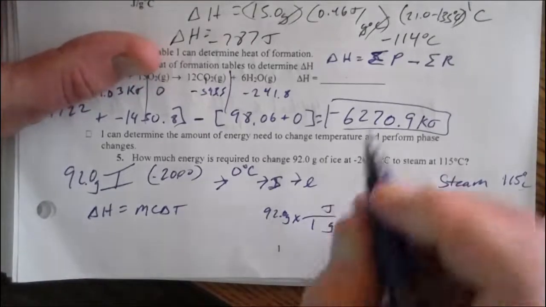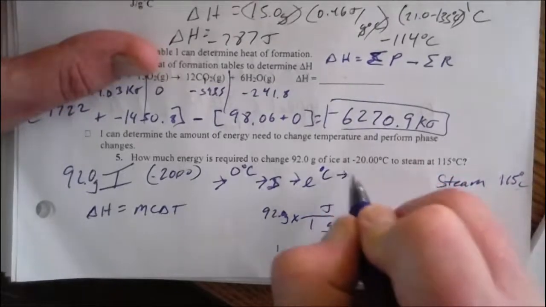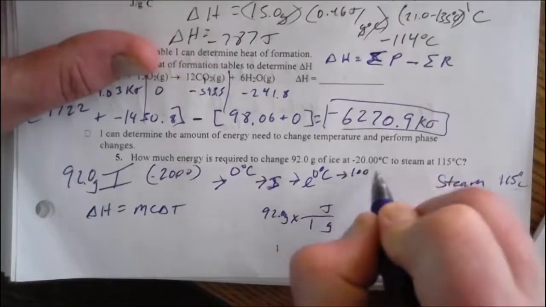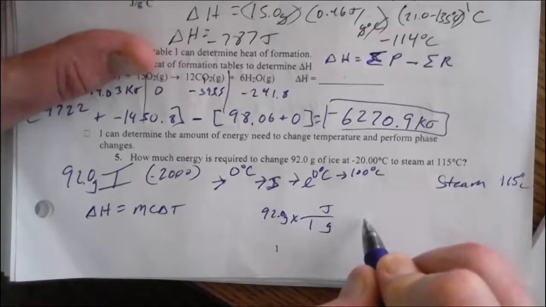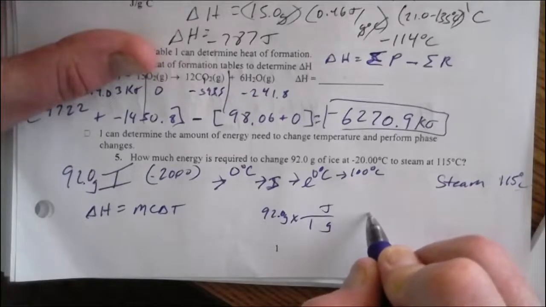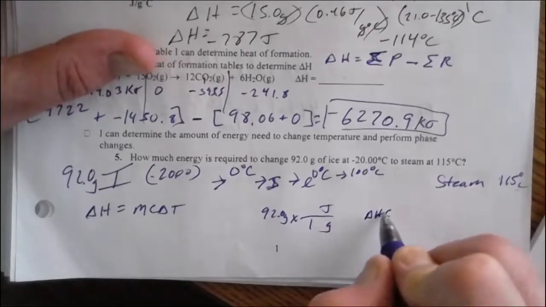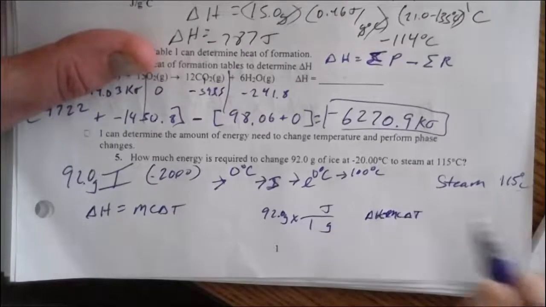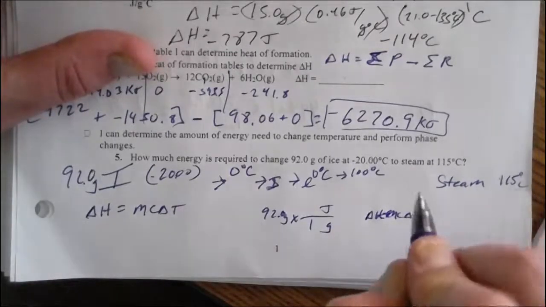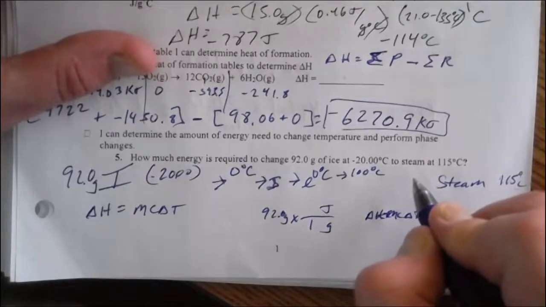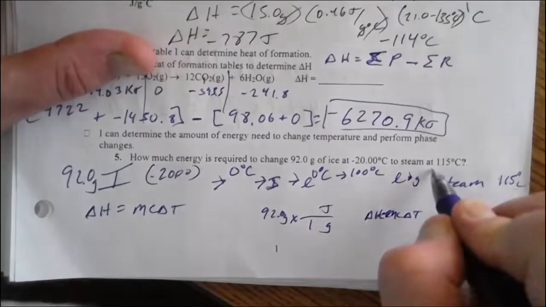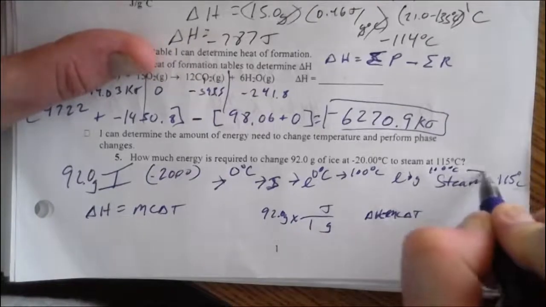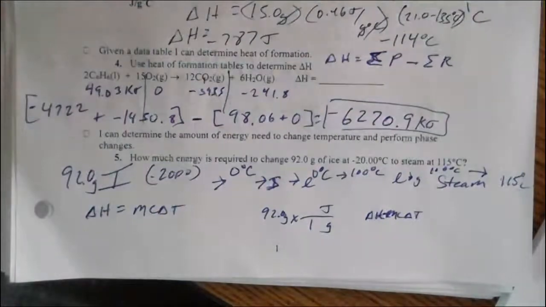So that's at 0 degrees. We need to go where? Up to 100 degrees Celsius. So what's that going to be? That's going to be a MC delta T. And then we're at 115. So what do we need to do? We need to change it from liquid to gas or steam. And then we need to go from 100 degrees Celsius up to 115. So there'll be one problem at least that's similar to this.